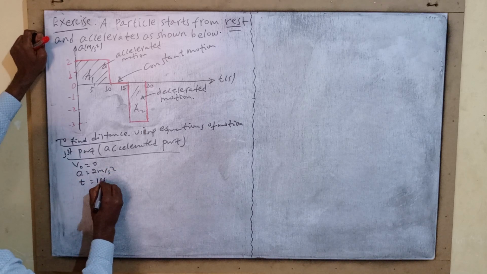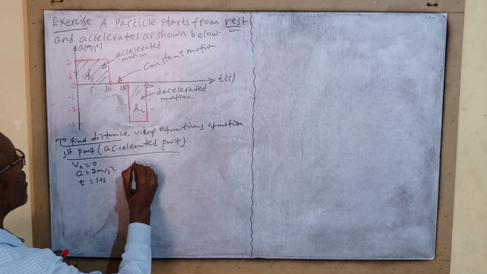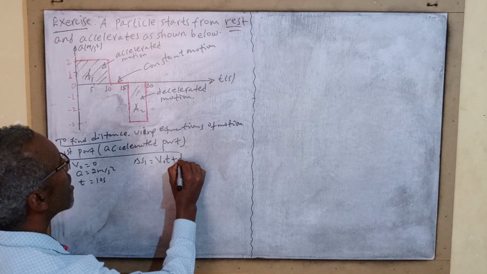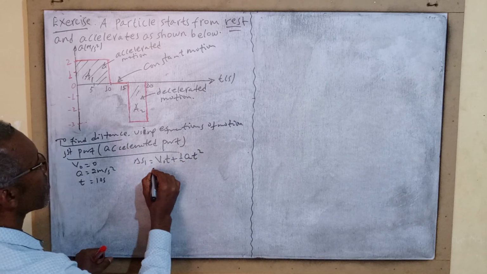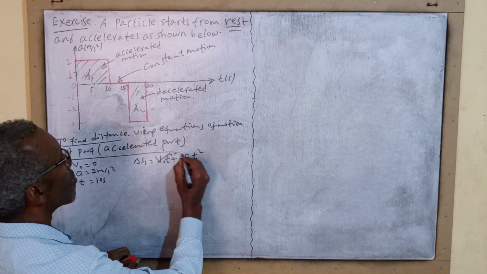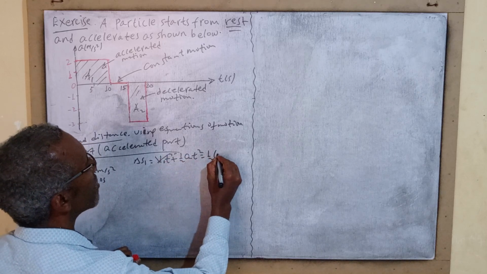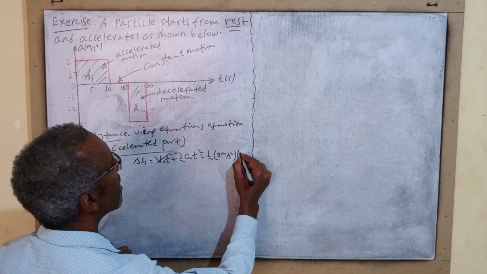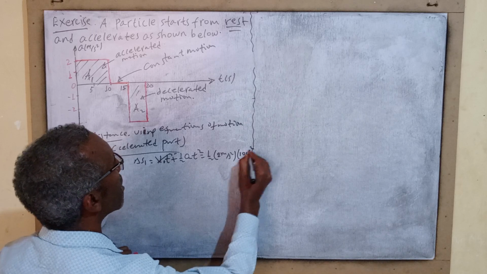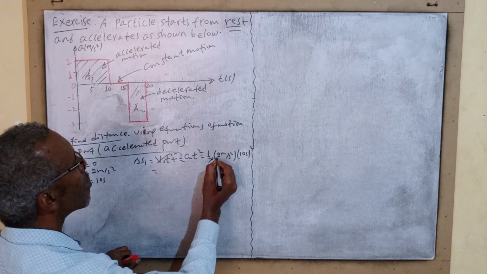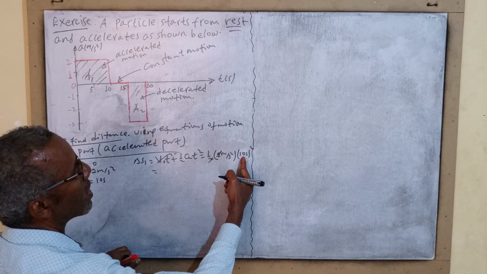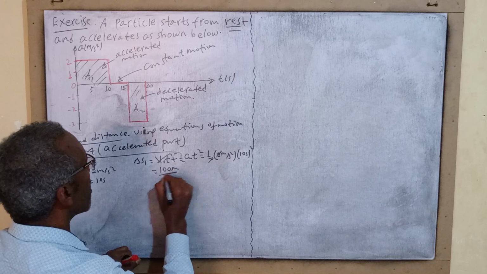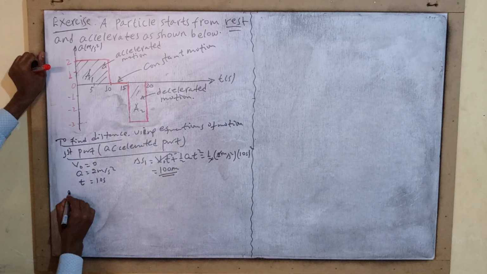is 10 seconds. Therefore, displacement 1 is equal to v naught times t plus 1 over 2 a t squared. Since v naught is 0, this goes to 0. This is equal to 1 over 2 times acceleration, 2 meters per second squared, times time, 10 seconds squared. 2 goes with 2. 10 squared is 100. Second squared goes with second squared. 100 meters is left.